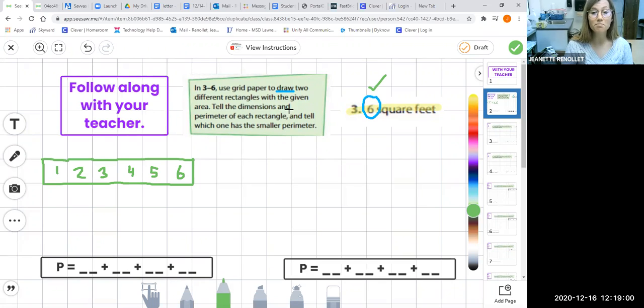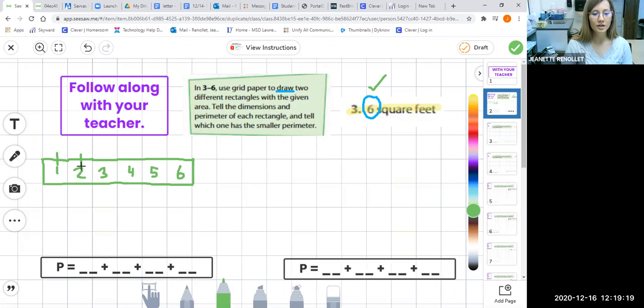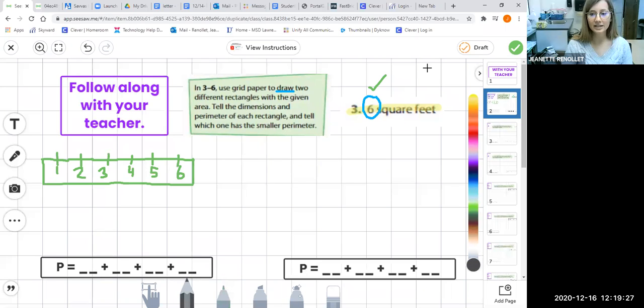Now I need to tell the dimensions. That means I need to label my length and my width. I know that there are 6 square units in here, but I'm going to go ahead and count to make sure that my length is 6. I'm going to count the lines like this. 1, 2, 3, 4, 5, 6. My length is 6.